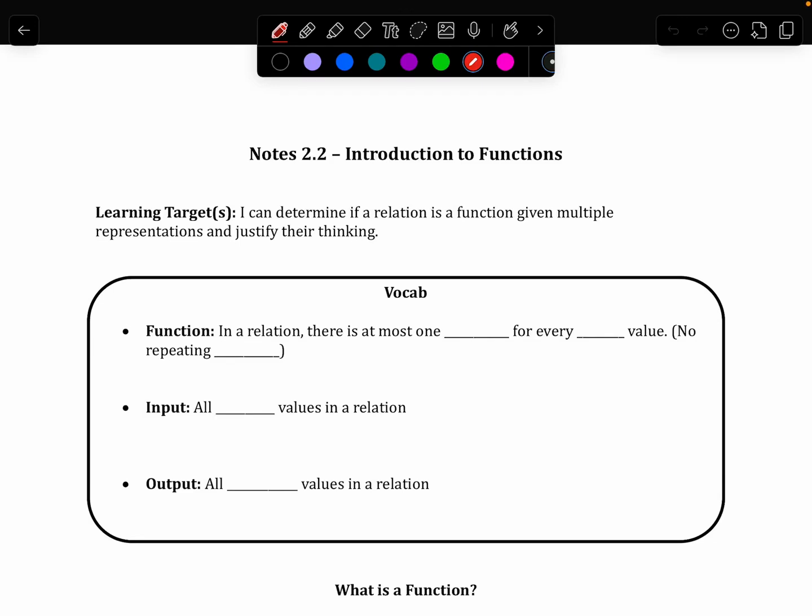Hello everybody, we are going to be talking about our 2.2 notes today, which is the introduction to functions. Our learning target today is I can determine if a relation is a function given multiple representations and justify my thinking. We have three vocab words today.